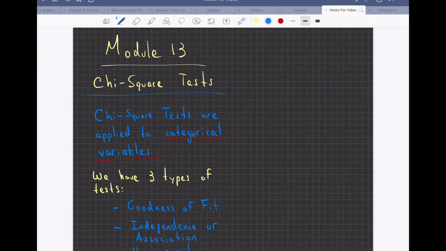What is the structure? Set up the hypotheses, H null and H alternative, choose the level of significance, compute the test statistic, compute the p-value, and if the p-value is less than alpha, the level of significance, reject H null. It's the same structure, but the hypotheses and the test statistic are going to change. So, let's look at the first example.